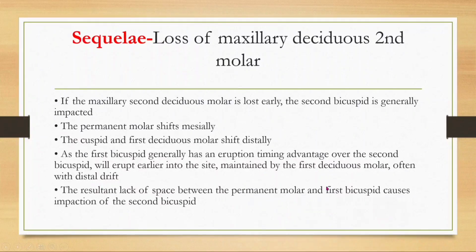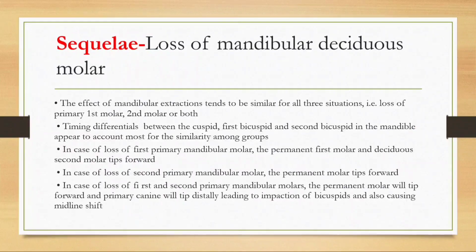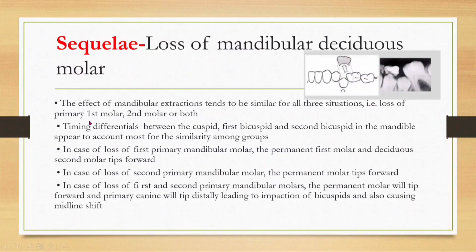and this distal drift will be there by the first deciduous molar. Next we have the sequelae of loss of the mandibular deciduous molar. The effect of mandibular extraction tends to be similar for all three situations, that is loss of primary first molar, second molar, or both, unlike the maxillary.